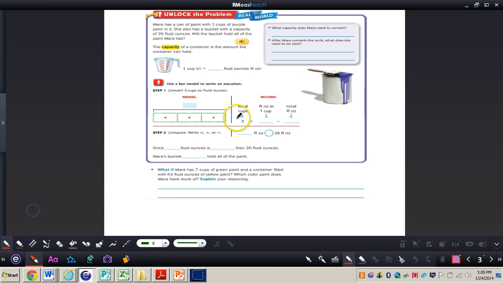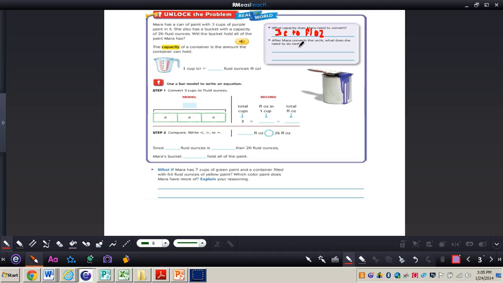We need to convert 3 cups to fluid ounces. Okay, and we can write that right up there. I know mine's a little sloppy, I didn't have too much room there, but 3 cups to fluid ounces is what Mara needs to do.